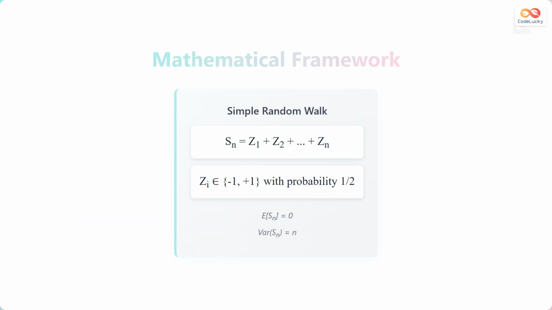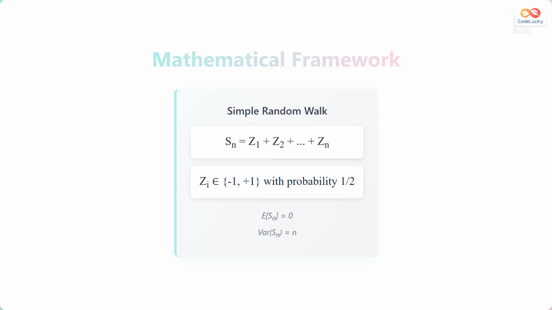Let's discuss the mathematical framework behind a simple random walk. A simple random walk can be mathematically represented as S_n equals Z_1 plus Z_2 plus, and so on until Z_n. Here, each Z_i can take on a value of -1 or +1 with equal probability, that is 1 by 2. This means that at each step, there's an equal chance of moving one unit in either the positive or negative direction.